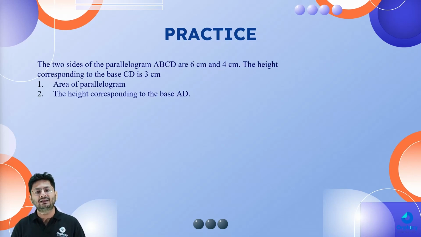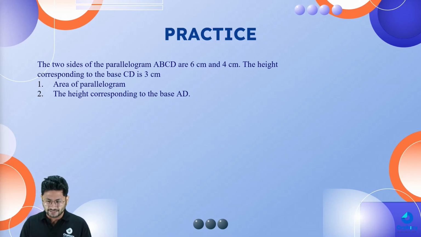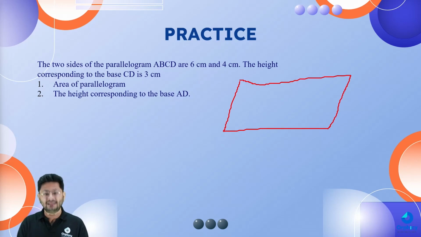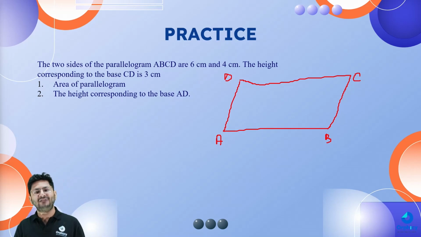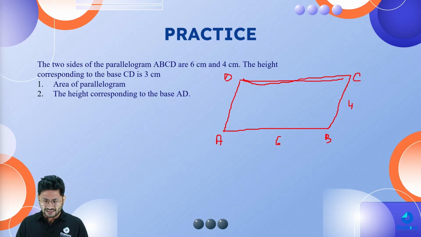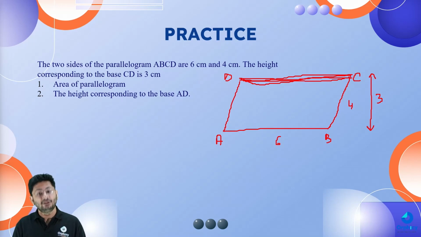The two sides of a parallelogram are 6 and 4 centimeters respectively. Let's make the diagram. So let's say that this is the parallelogram, a very rough structure. So A, B, C, D. Let's say that two sides of the parallelogram are 6 and 4, and the opposite sides will also be 6 and 4 respectively. Now the height corresponding to the base CD, meaning we are talking about this base, is 3 centimeters. Then it asks what is the height corresponding to the base AD.